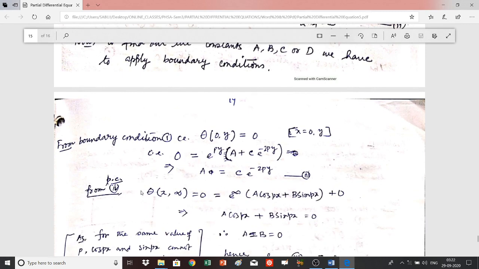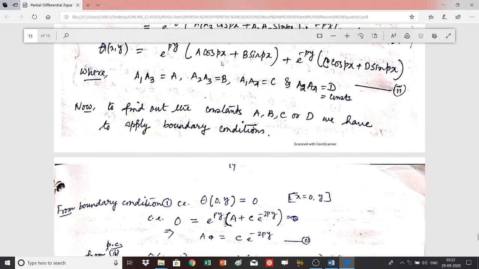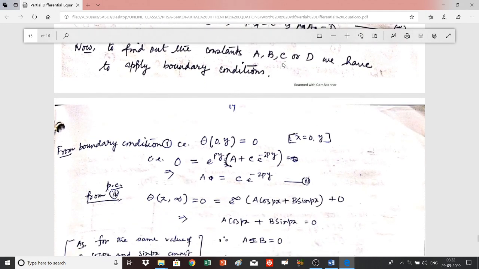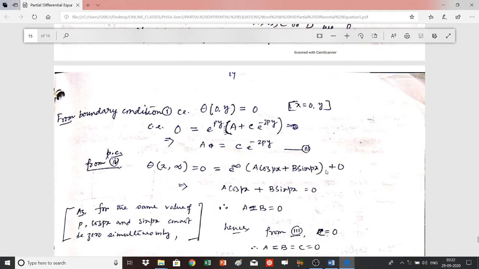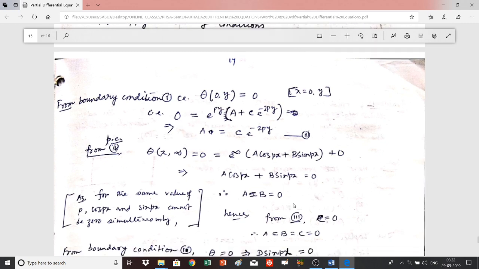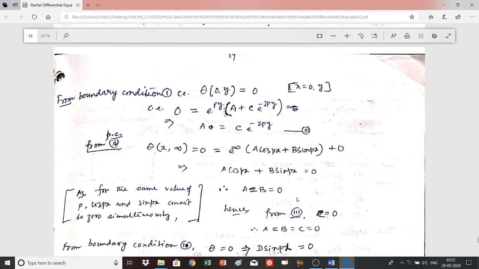And from boundary condition 4, theta for any value of x and y equal to infinity, use the value of y as infinity: e to the infinity term plus 0 is equal to 0. And a cos px plus b sin px is equal to 0. For the same value of px, sin px and cos px cannot both be 0 at a time, so a and b are equal to 0 in this case. As a and b are 0, using this relation, c is also 0. So till now we find that a, b and c all are 0.